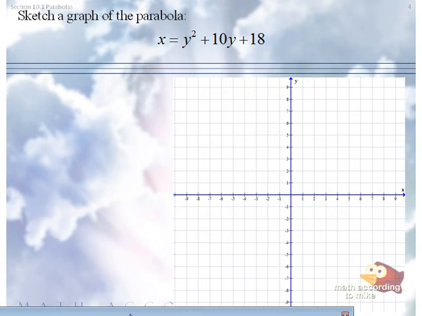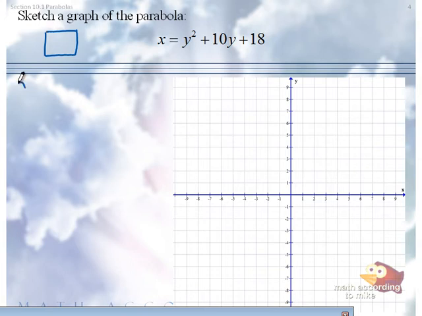Sketch a graph of the parabola x equals y squared plus 10y plus 18. Well, notice this is not in our form that we're used to. So unfortunately, we're going to have to do something you've always wanted to do. Here's a hint. Yep. Complete the square. This time for the y's.